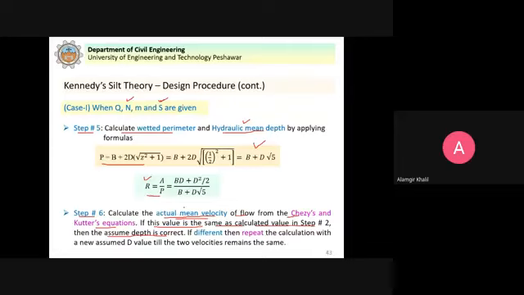But if this velocity is different, it is not desirable, because if it is less than the critical velocity, the material will be deposited. If it is, for example, more than the critical velocity, then it will cause scouring. So this will not be desirable. Then what we do, if different, is repeat the calculation with a new assumed value for the depth till the two velocities are the same. So this is a trial and error procedure.